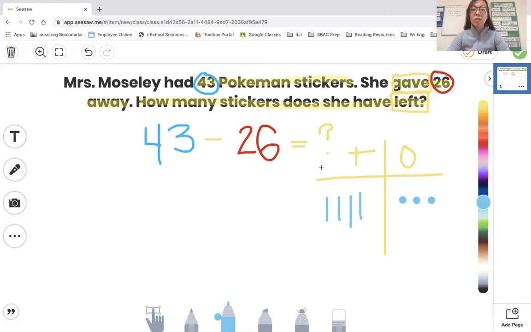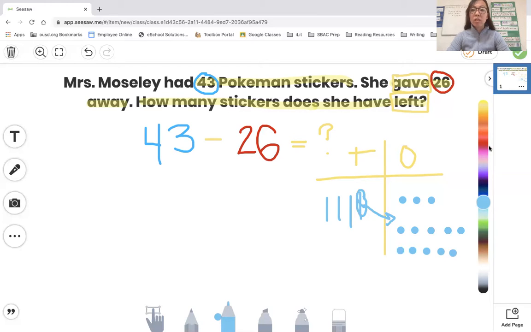Okay, I want to take 26 away. Can I do it? Absolutely not. There's only 3 ones. Okay, so let's cross out this 10 here. Let's turn it into 10 ones. Again, I'm going to switch the size. I'm going to make a bigger circle so it's easier to see. 1, 2, 3, 4, 5, 6, 7, 8, 9, 10. Alrighty, done. Now I can do the job I need to do.